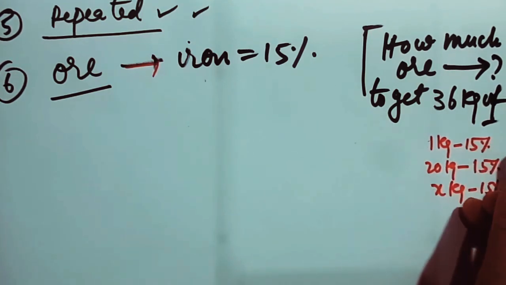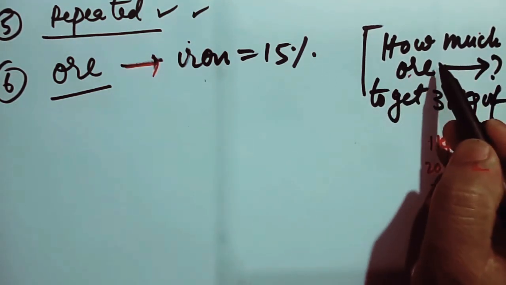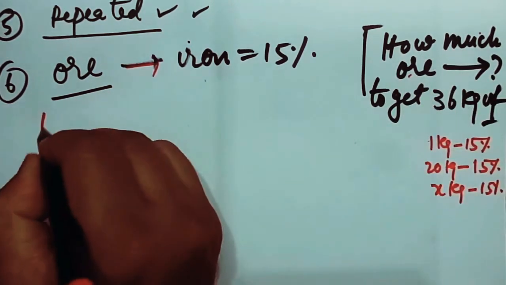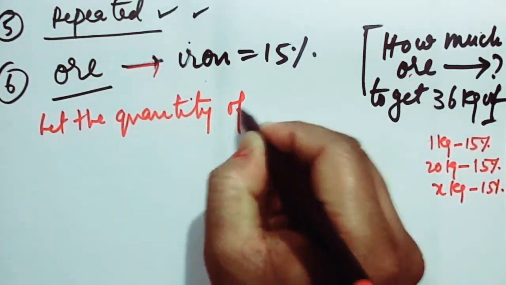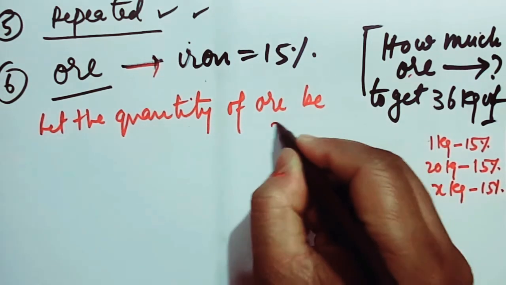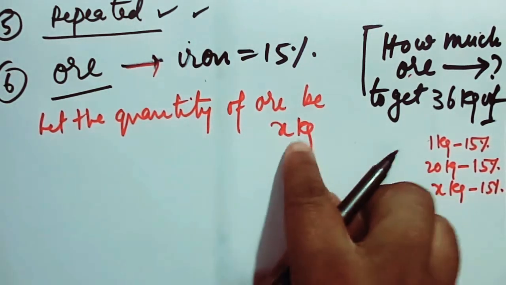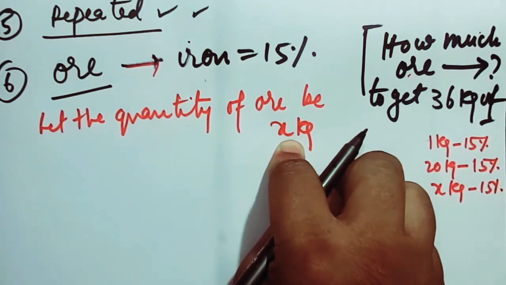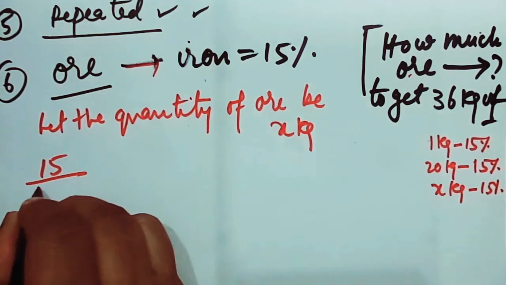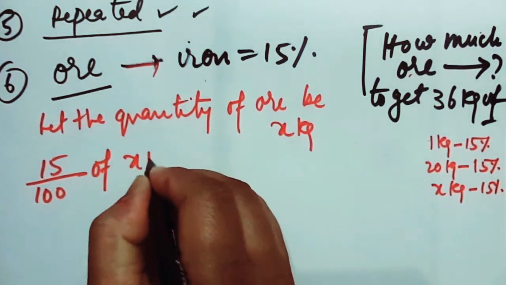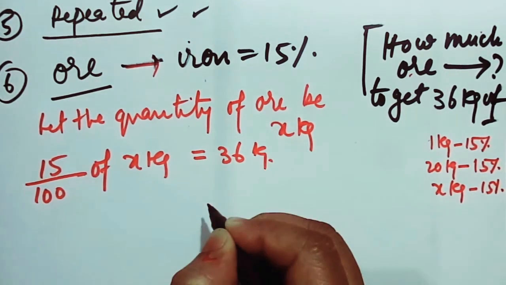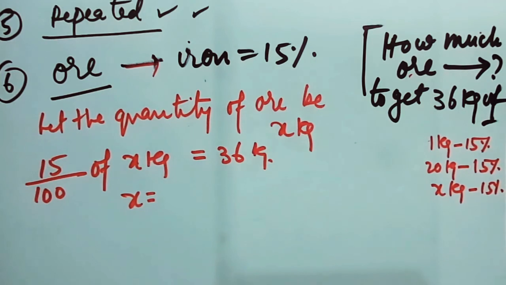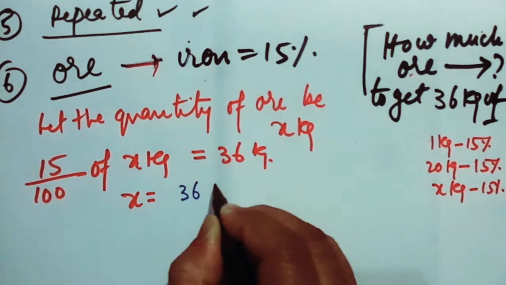Therefore, since we need to find how much ore, let the quantity of ore be x kg. Now in this x kg, 15% iron is there, therefore 15% of this x kg will give you 36 kg of iron. Therefore, how to find the value of x? The value of x can be found by solving it.